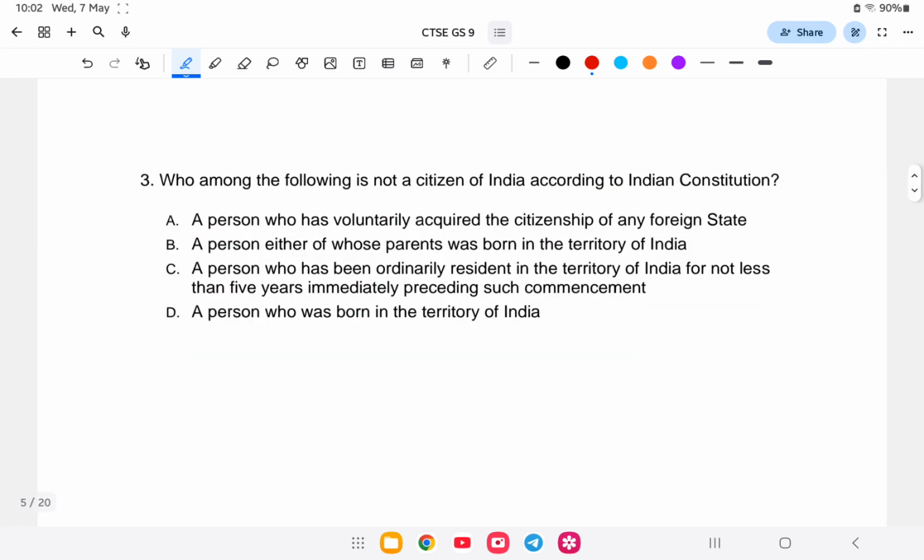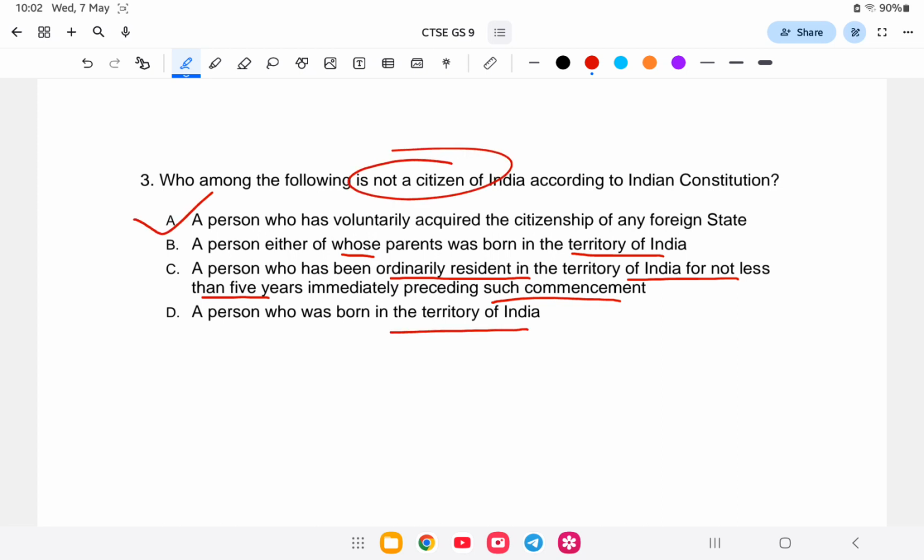Who among the following is not a citizen according to the Indian Constitution? According to the Indian Constitution, who is an Indian citizen? Is it a person who has voluntarily acquired the citizenship of any foreign state, a person whose parents were born in the territory of India, a person who has been ordinarily residing in the territory of India for no less than 5 years immediately preceding such commencement, or born in the territory of India. So the one who is not a citizen is the person who applies for foreign citizenship, as his Indian citizenship gets automatically deleted.